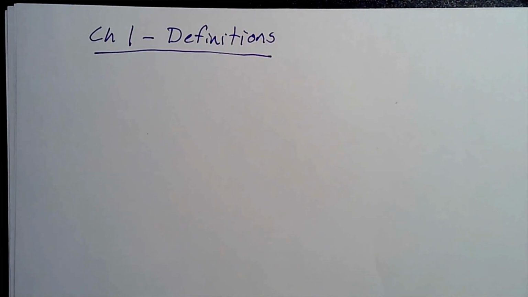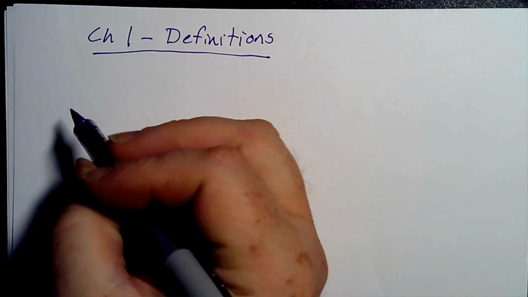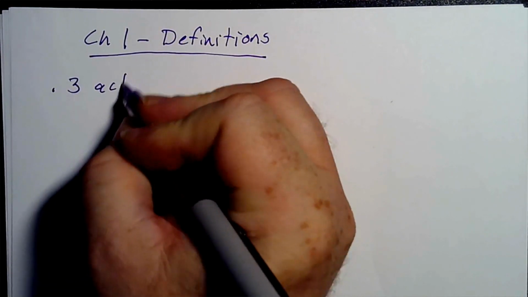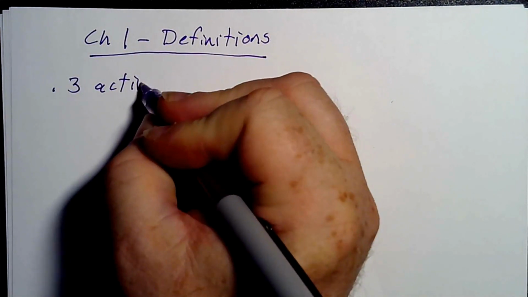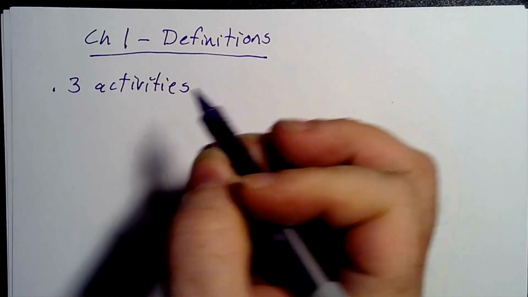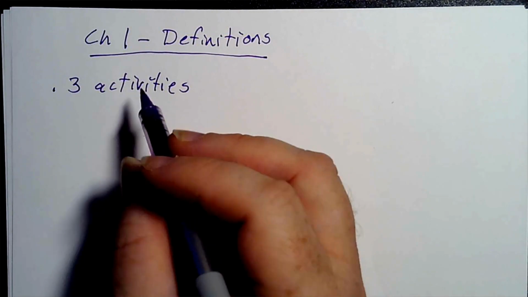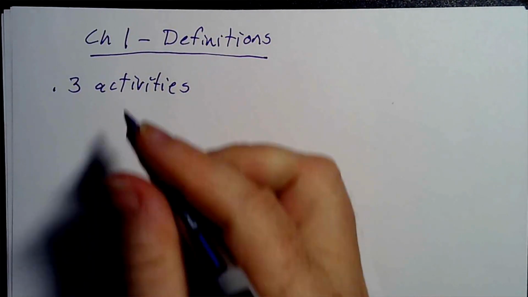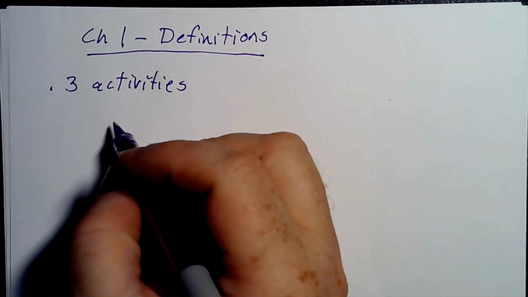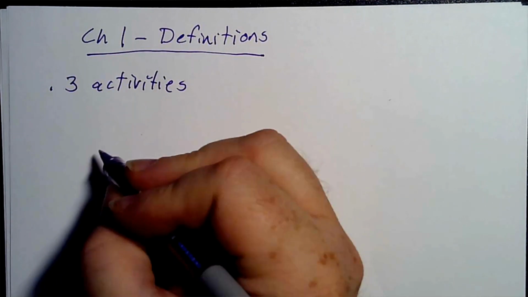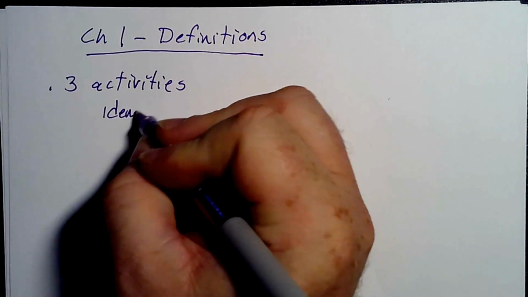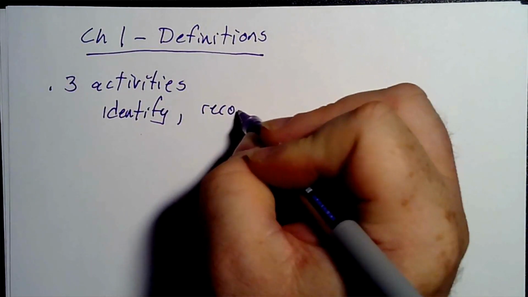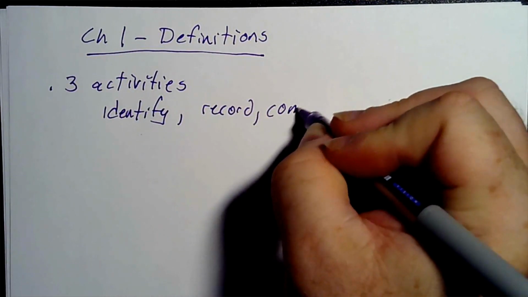Okay, so having looked at the agenda, the first set of things that we're going to look at is three activities. What are the three activities of accounting? And the first one, pardon me if I sometimes misspell things. I'm going to adjust my microphone here and move over so I don't have to reach so hard when I'm writing. Okay, so the three activities are to identify, record, and communicate.